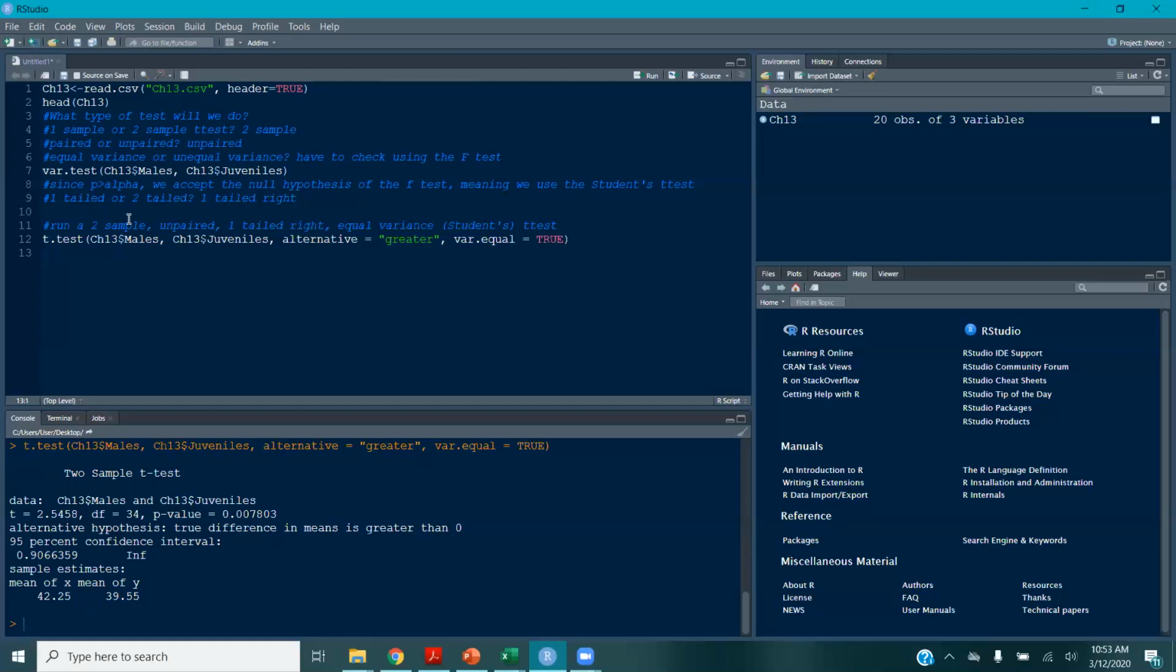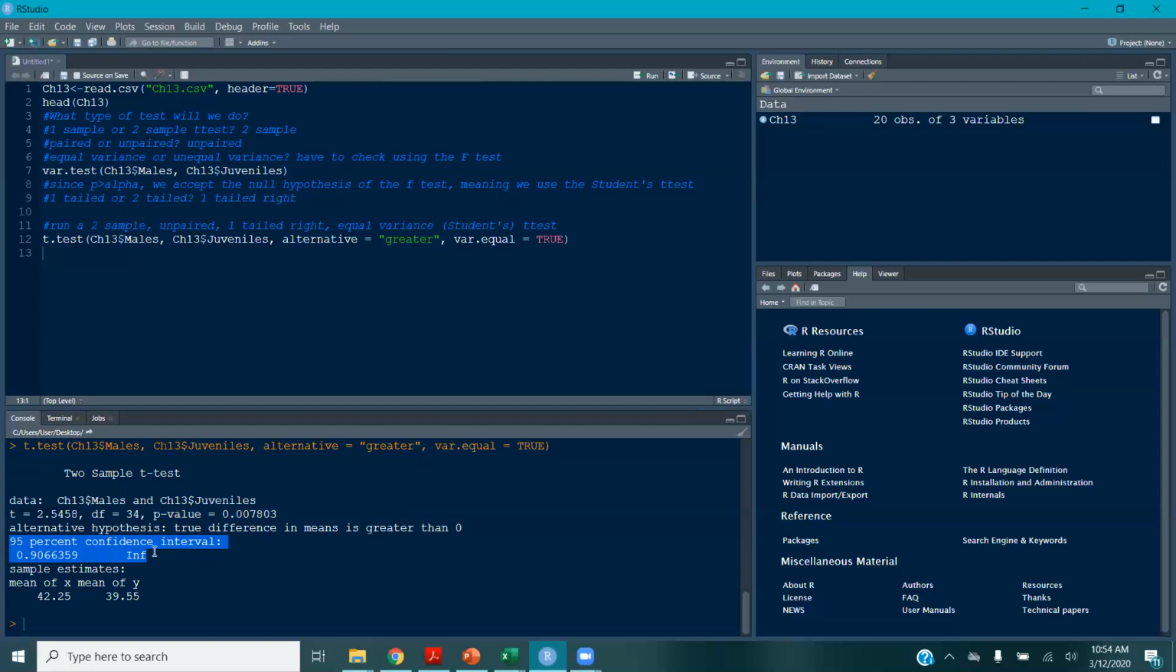Let's take a look at the results that we produced using this t-test function. This ran a two-sample t-test using the data from Chapter 13 males and Chapter 13 juveniles. That's what we wanted to compare. We have our t calculated value here, 2.5458. This is the pooled degrees of freedom, and our p-value of 0.007803. We have a 95% confidence interval here, but it doesn't really mean anything for a two-sample t-test, so we're not going to look at that any further.